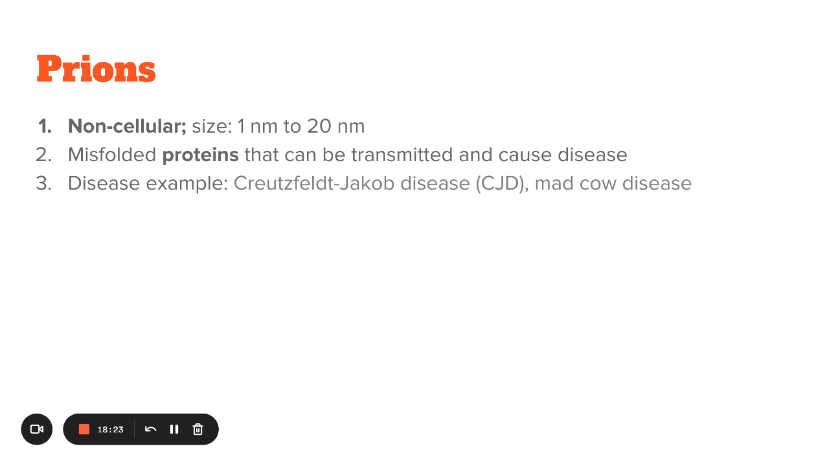Creutzfeldt-Jakob disease, CJD for short, is the very classic example. And it literally would eat the brains out. So you will have holes in your brains as a result of this misfolded protein. And you also get mad cow disease, right? And so that is it.